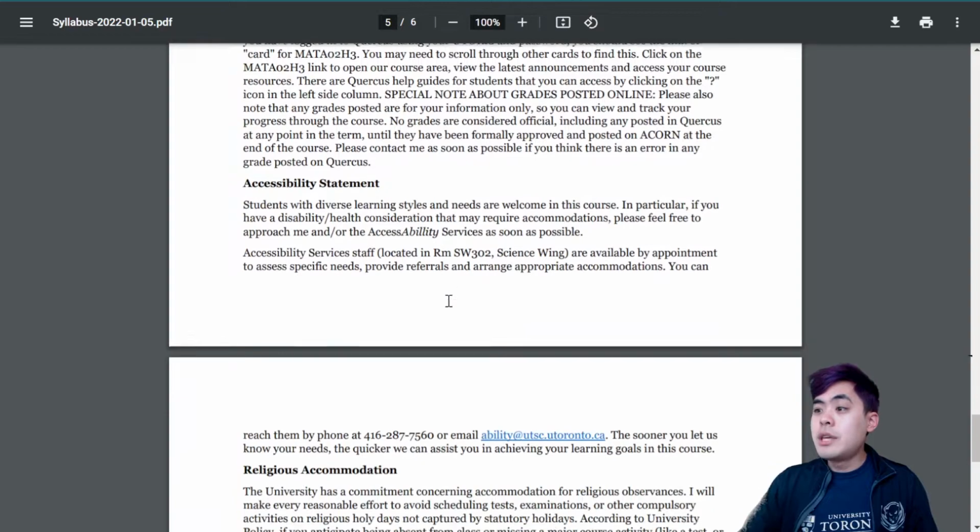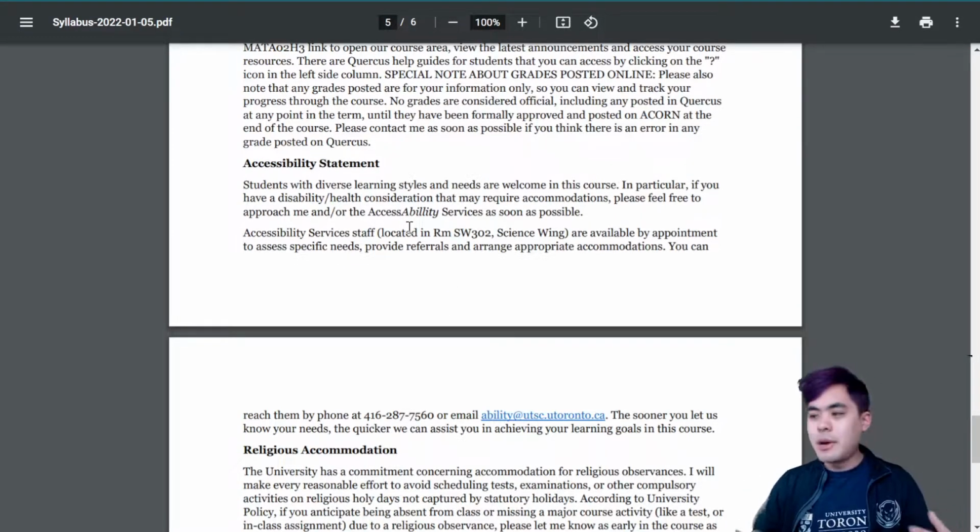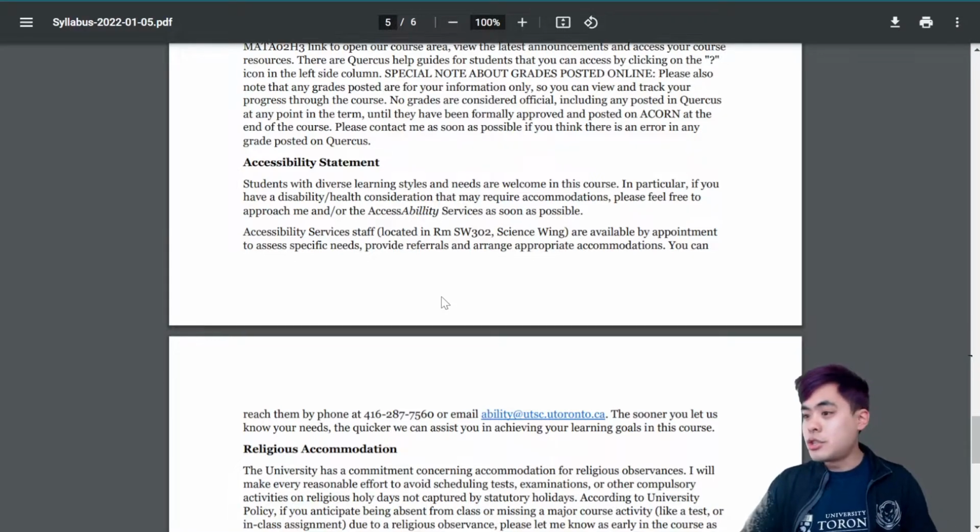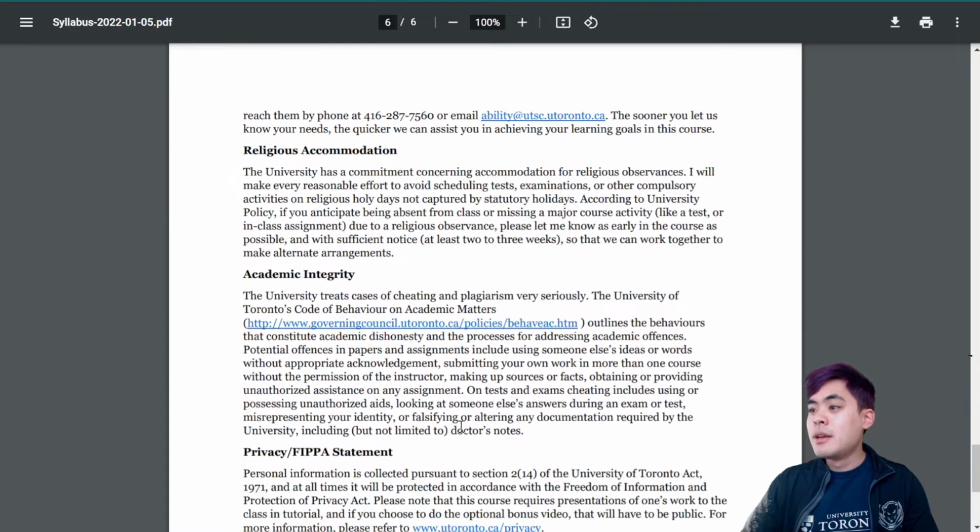Let's see. Oh, yeah, so for those of you, I know some of you might be first years or second years. The UTSC does have an accessibility services office. It is physically located in the room SW302 in the science wing, but of course you can also email them. If you let them and us know your needs, we can help you achieve your learning goals in the course. So be sure to take advantage of those things.